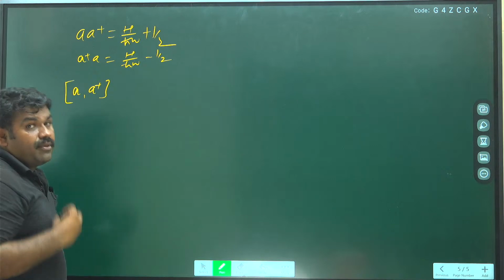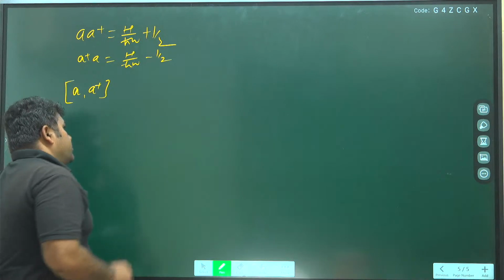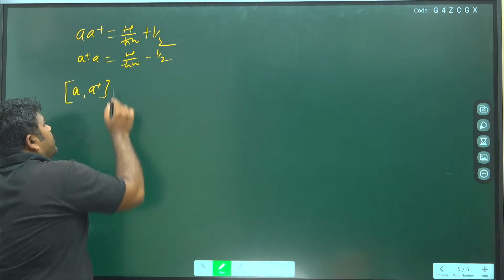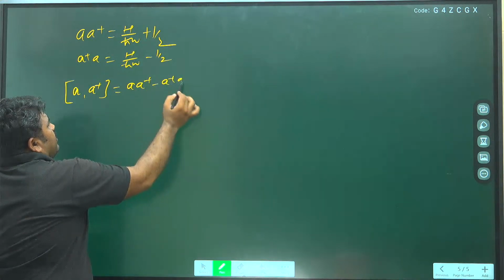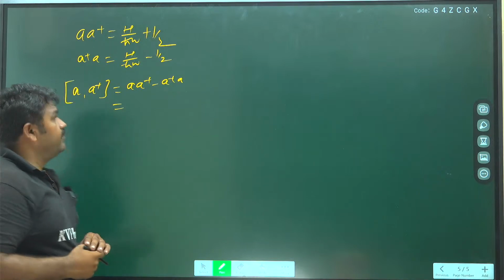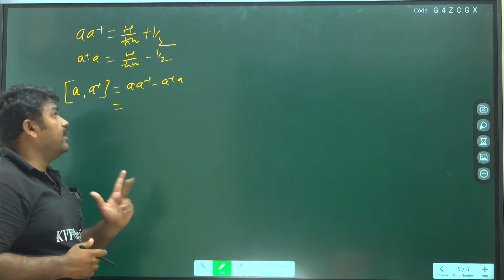Okay, this time we can use these values. A dagger is nothing but, like that, the quantum commutator: [a, b] = ab − ba. Similarly, this can be written as a a dagger − a dagger a. आ रहा है समझ में, a a dagger − a dagger a. तो अब हमें we can take the value of a a dagger and a dagger a.